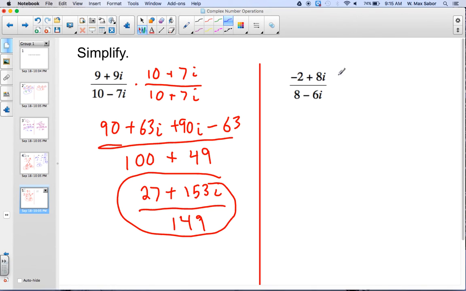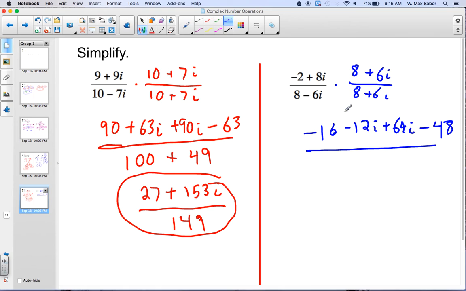Let's try another. Multiply by the complex conjugate, 8 plus 6i. Multiply those out, negative 16, negative 12i, plus 64i, and negative 48, all over 8 times 8 is 64, 6i times 6i is negative 36, but we're subtracting negative 36, so we're adding 36.